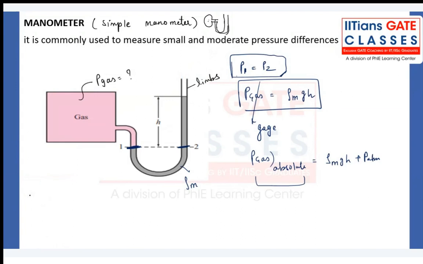Other application of the simple manometer or differential manometer is what? Where do we use it? Tell me, guys. In venturimeter we use it, right? Can we use it to measure the velocity of the fluid in a particular pipe? Yes, we can use it along with the pitot tube. I will show you the differential manometer. How can we use it in the case of a pitot static probe?